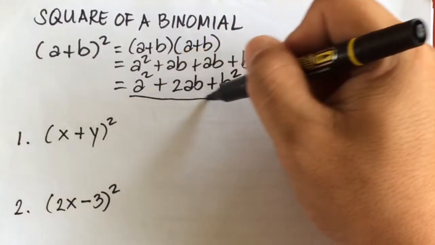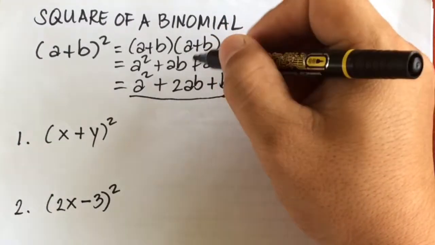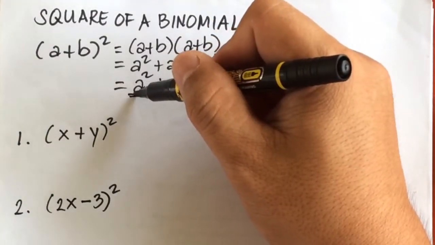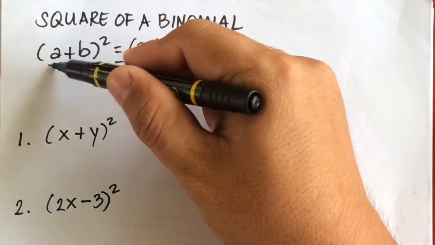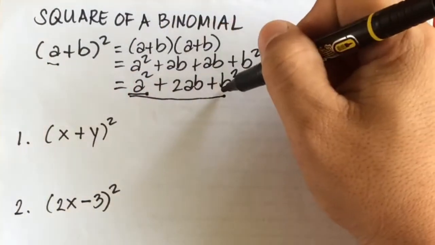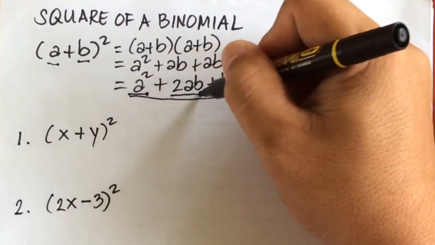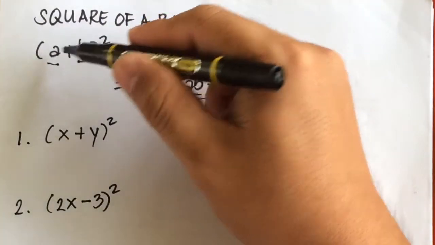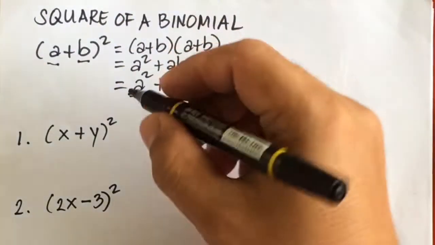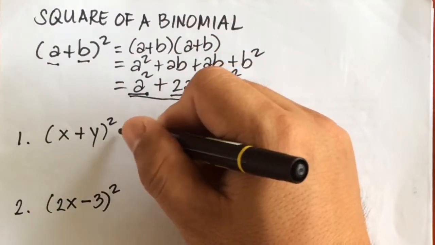So upon looking at the product here, we can say that the first term of the answer will be the square of the first term. Then the last term will be the square of the last term in the binomial. And the middle term will be twice the product of the two, a times b, then times 2. So let's have examples here.